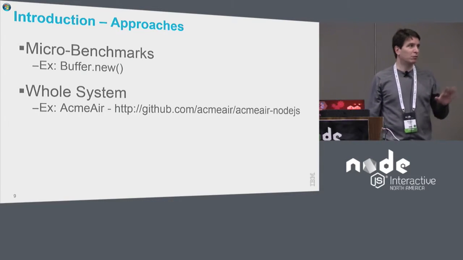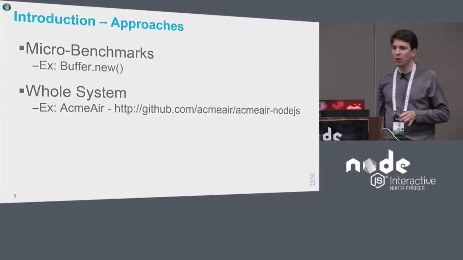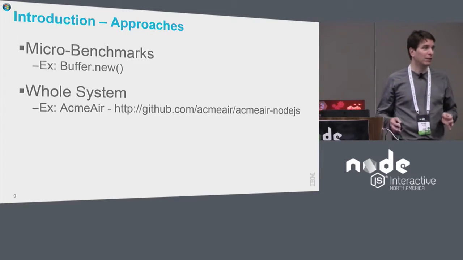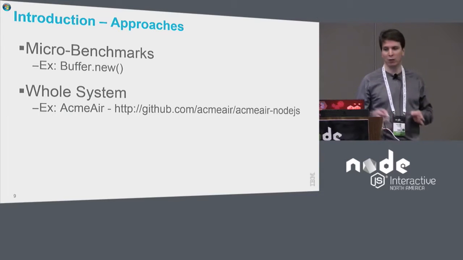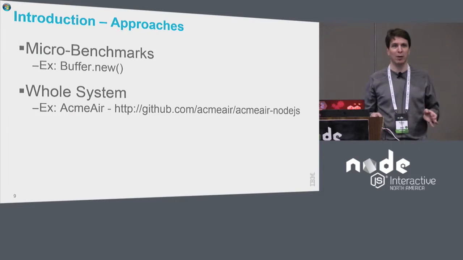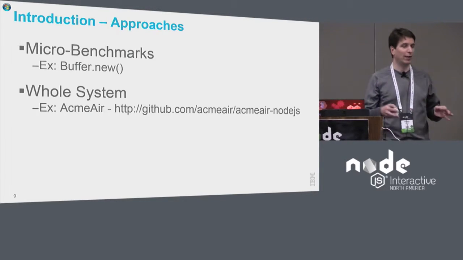Overall, there's roughly two big categories that benchmarking will fall into: micro benchmarks and whole system benchmarks. Micro benchmarks benchmark a very specific thing. For example, Buffer.new. If you're concerned about how fast you can do that, you can easily write a benchmark that just does that a lot of times, and you can end up telling whether that's changed.